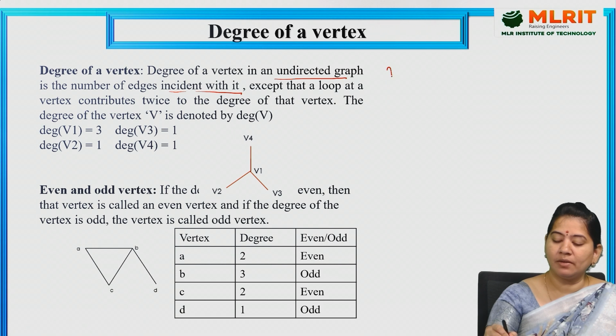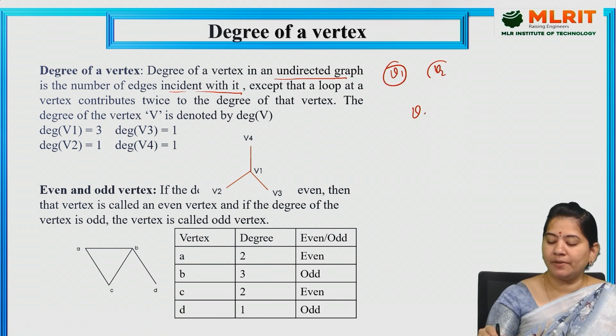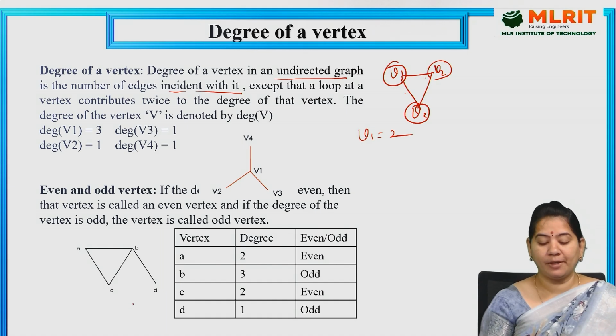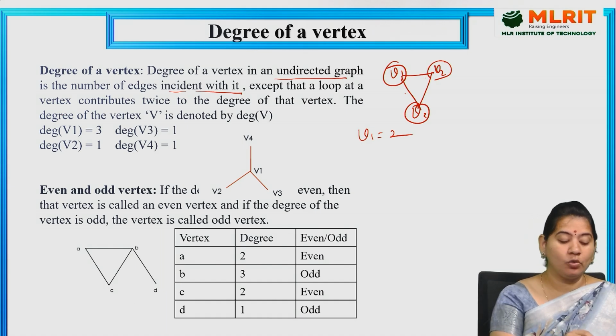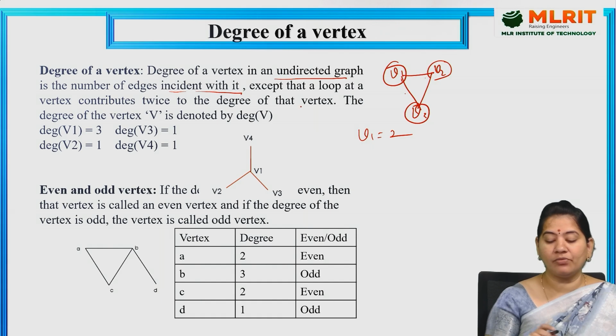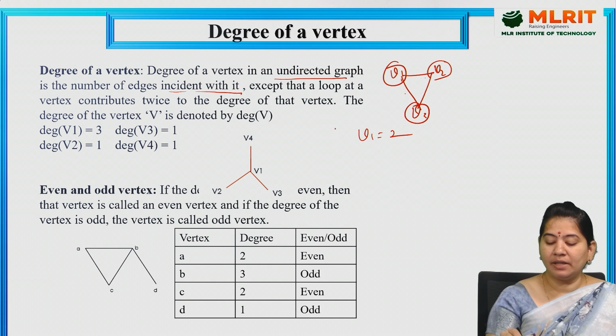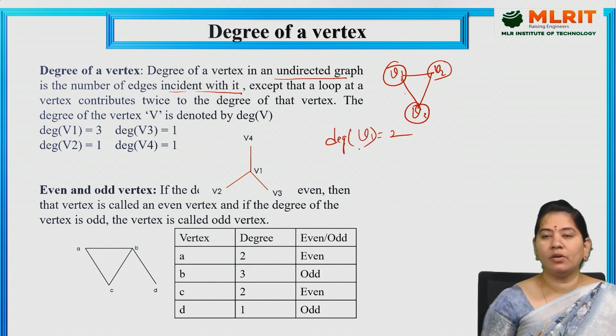Let us suppose here vertex V1, this is vertex V2, and this is vertex V3. Now V1 to V2, V2 to V3, V1 to V3. Now V1 is incident with how many edges here? 2. That is called the degree of V1. Except that a loop contributes twice to the degree of that vertex, you have to count it. The degree of the vertex V is always denoted by degree of V. So if it is V1, degree of V1. Degree of V2 here is again 2. Degree of V3 will also be 2.